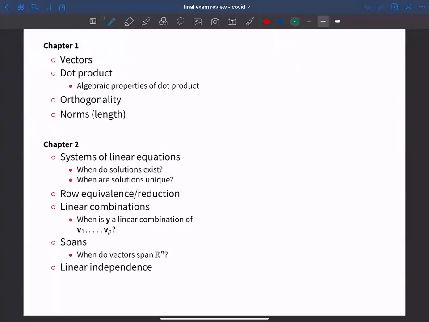We talked about linear independence. How do you tell when some vectors are linearly independent? So those are some key questions.